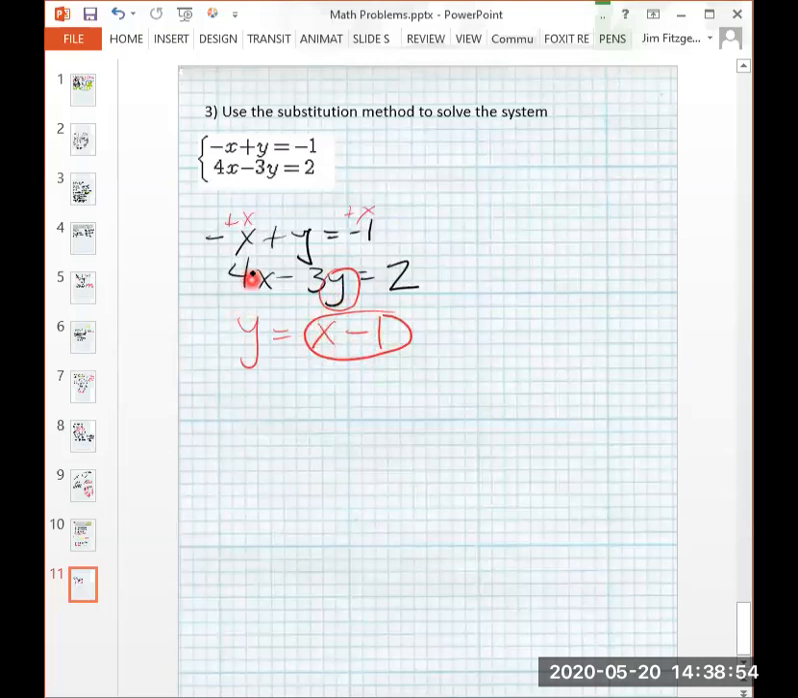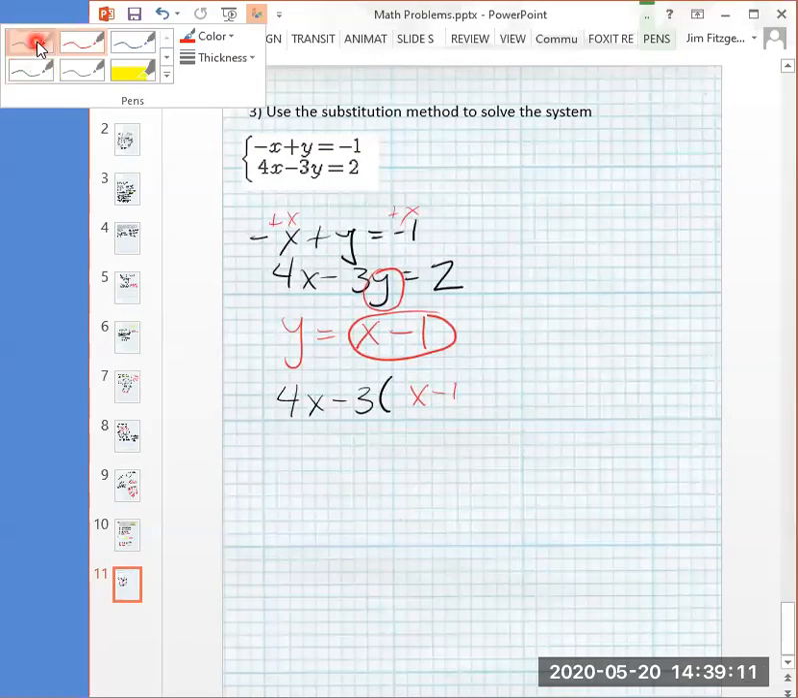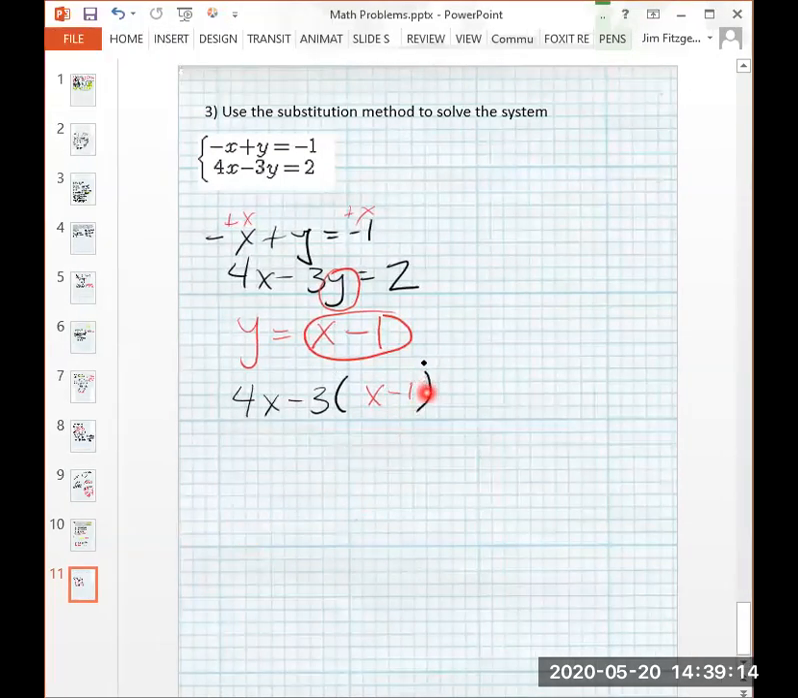So if I rewrite this second equation now, I get 4x minus 3 times, and then instead of writing y, I'm going to write what y equals. y equals x minus 1. And that's going to equal 2. I replaced the y in there with x minus 1 from the first equation, so now this second equation only has an x in it. Because it just has an x in it, I can go ahead and solve for x.